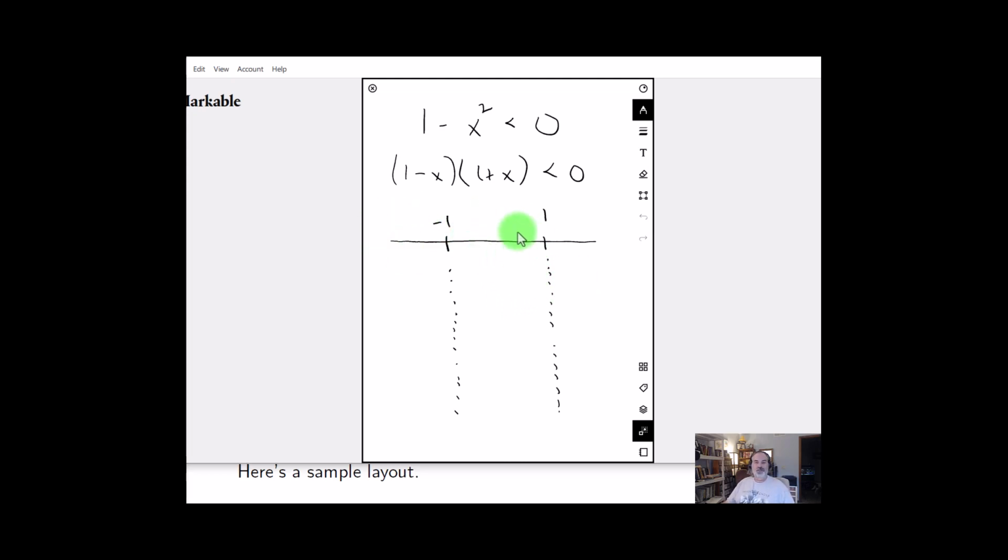There are 3 intervals on the number line now that are delineated here, and for each interval, we're just going to jot down what's the sign of 1 minus x? Is it positive or negative there? What's the sign of 1 plus x? Is it positive or negative there? And then given those 2 pieces of information, what would be the sign of 1 minus x squared? Because that's what we're after, to find out where 1 minus x squared is less than 0.